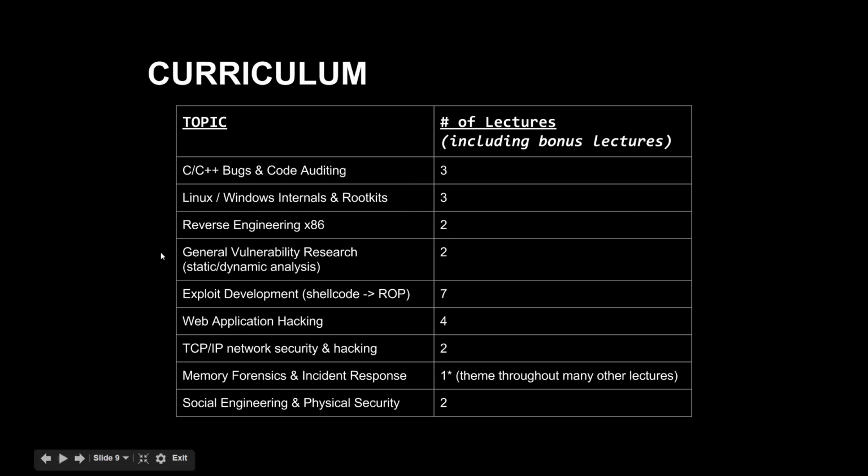2 lectures on general bug hunting with static and dynamic analysis techniques and fuzzing, and then we have 7 lectures on exploit development that are somewhat spread throughout the course. There may be more than that at the end of the course, depending on how much bonus content we create and release. There are 4 lectures currently planned for web application hacking, 3 currently planned for network hacking, 1 for memory forensics and incident response. However, it is certainly a theme throughout the majority of other lectures.